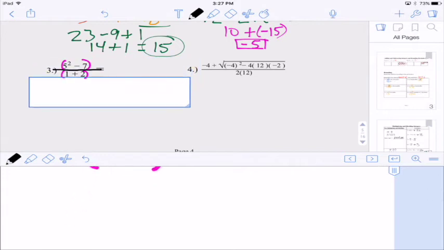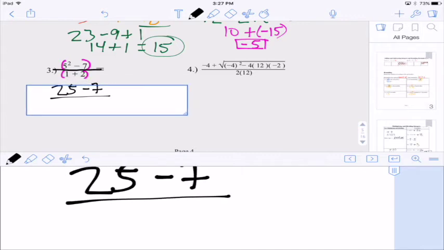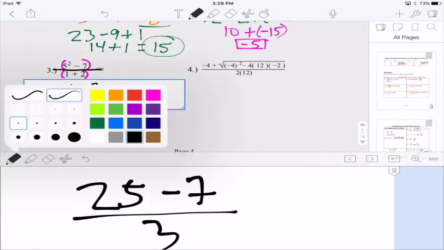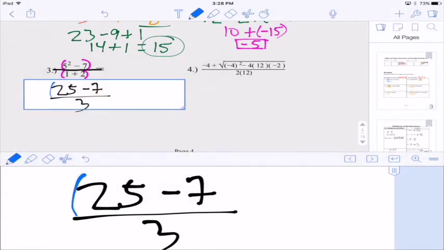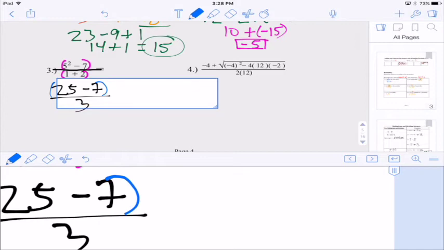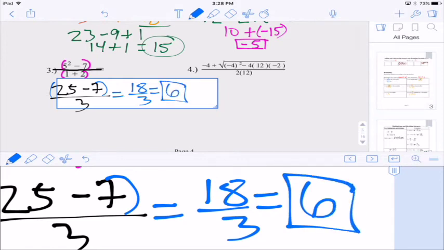I'm going to write it down here. 25 minus 7 all over, and I could do 1 plus 2 already because that's a different parenthesis. So 3. Again, we have these invisible parentheses, so we need to do the 25 minus 7 before we divide by 3. So 25 minus 7 is 18. 18 divided by 3 is 6. Now we are all done.